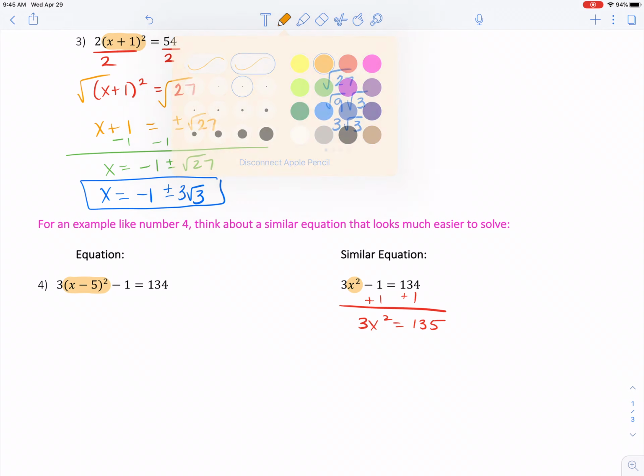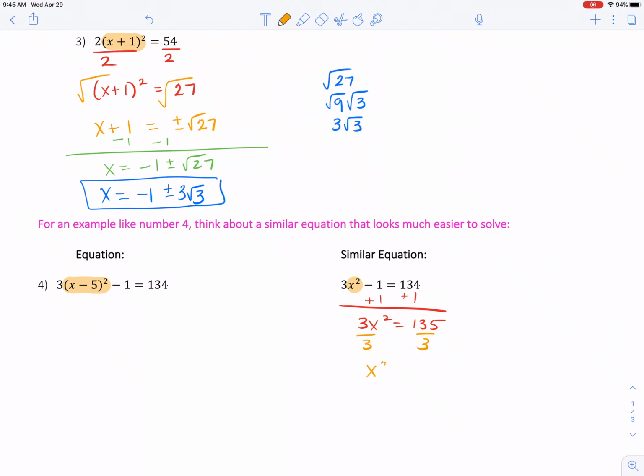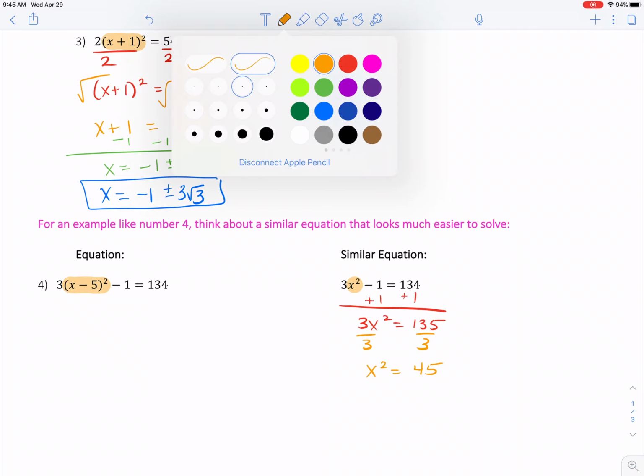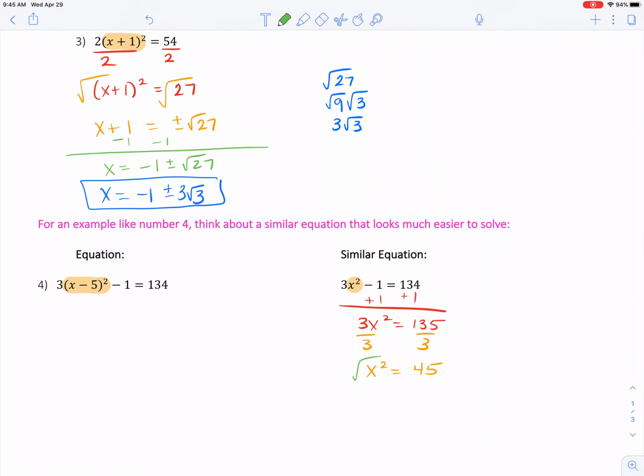Then what would we do? Divide both sides by 3, to isolate the square term. In that case it was just x squared, and we'd get 45. Then take the square root of both sides, remembering that when you take the square root, you need to put the plus minus in front of the square root of 45.